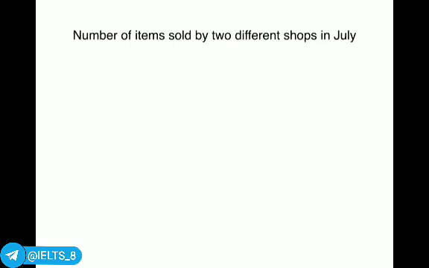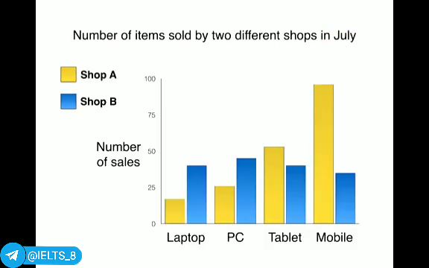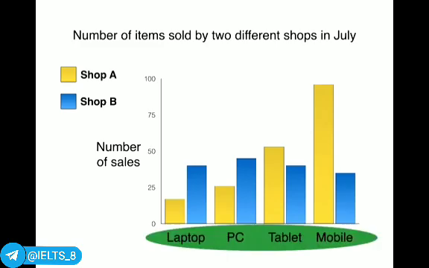Number of items sold by two different shops in July. This is almost the same, but only in July. Here's the bar chart, Shop A and Shop B again, but the important thing is that at the bottom of the chart we have laptop, PC, tablet and mobile. 4 items instead of 4 months. So there is no change over the months because we only have July.